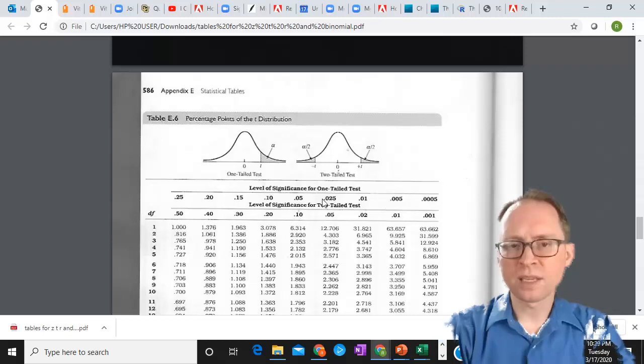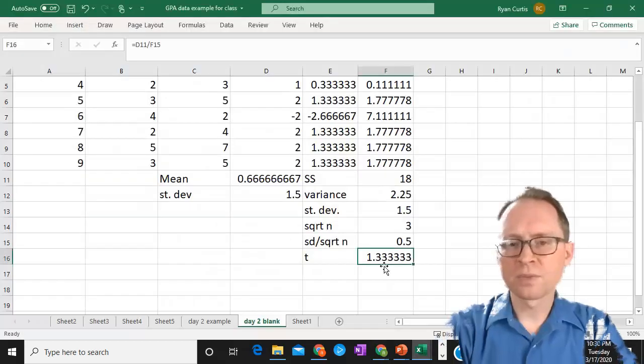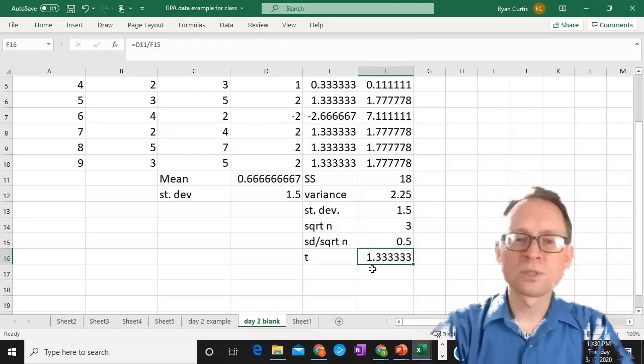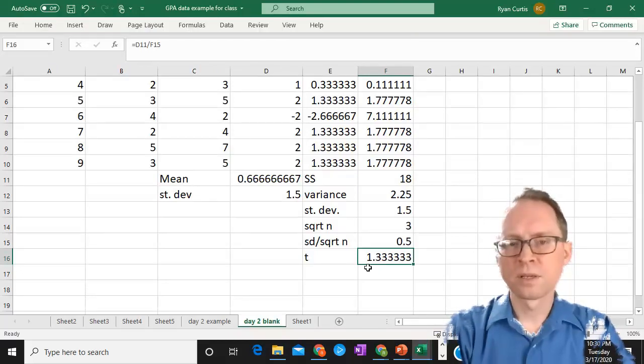For a one-tailed test, alpha equals 0.05. It's right here. It's 1.86. And if you remember, our calculated t is 1.33. So again, we failed to reject the null hypothesis.